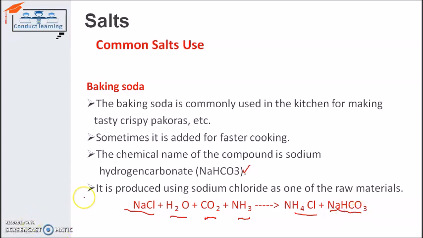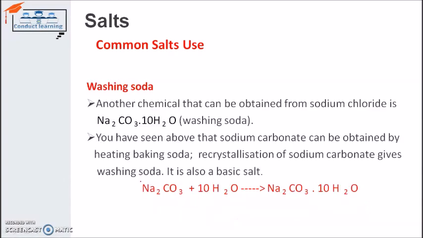So if you want to prepare baking soda, you have to react sodium chloride with water, carbon dioxide and ammonia, which give us two products, ammonium chloride and sodium hydrogencarbonate. So this is the simplest way to prepare baking soda. Another one is washing soda. Washing soda is nothing but sodium carbonate with water. So it can be prepared from sodium hydrogencarbonate. So it is written there.